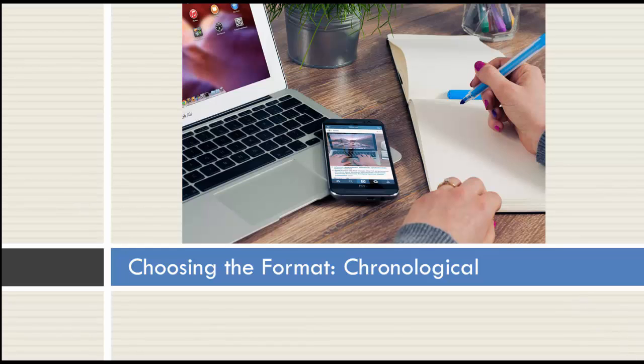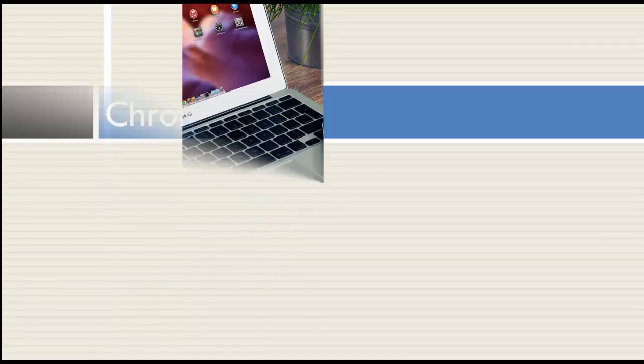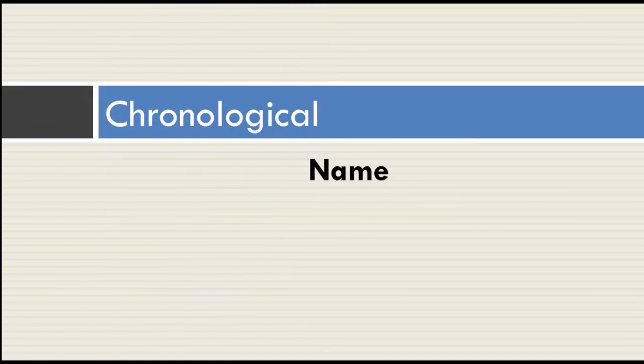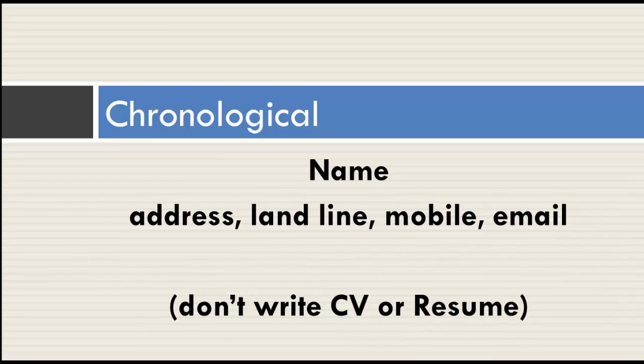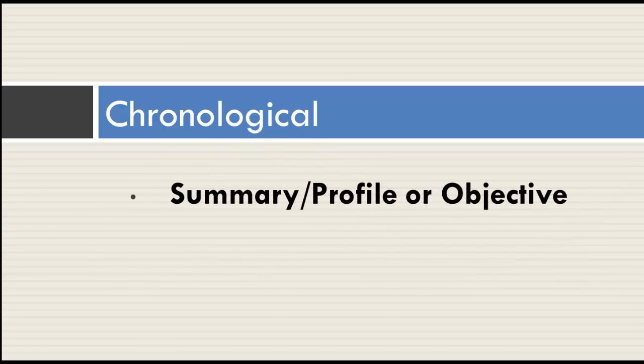So now we'll take a look at the chronological format. Your name goes at the top and that gets aligned to itself, followed by your contact details, address, landline if you've got one, mobile and email. And you don't need to write CV or resume because that's just a waste of space. It should be obvious that that's what this is. And after that you'll have your summary or profile or objective, and we'll talk about that a bit later in more detail.